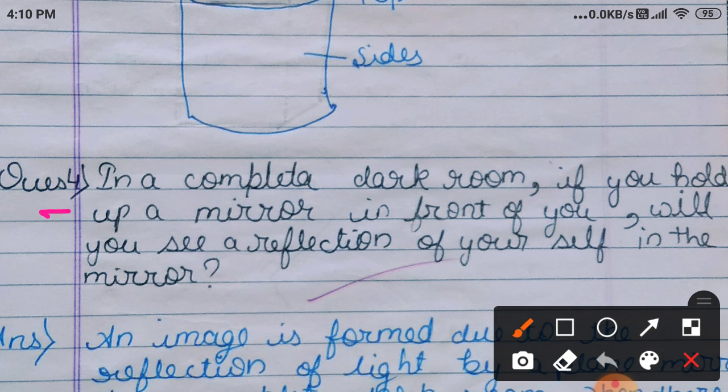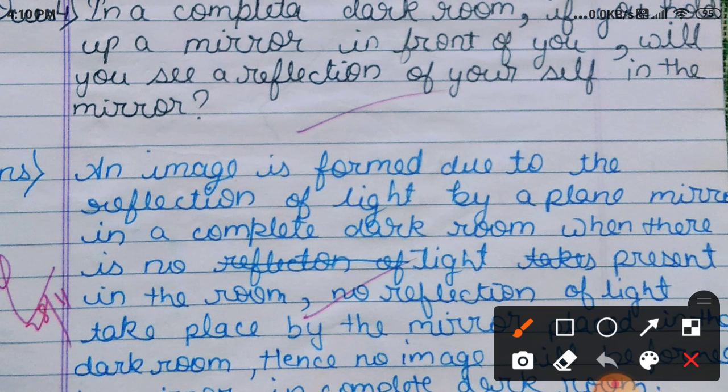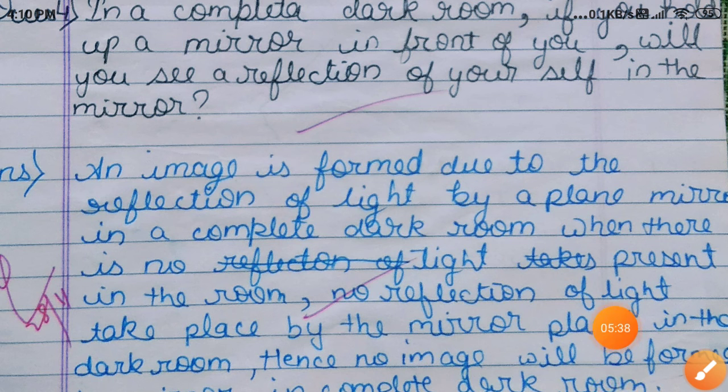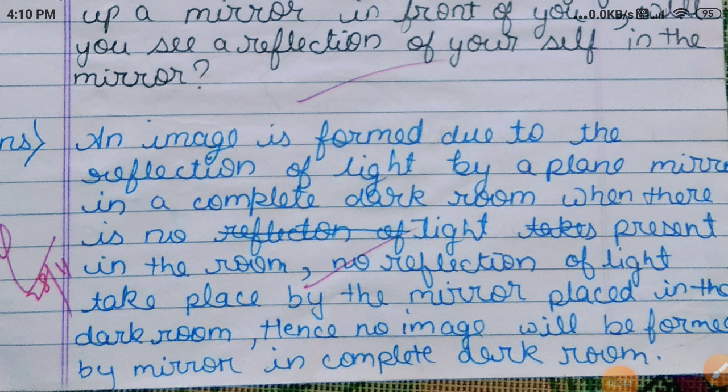Question number 4. In a complete dark room, if you hold up a mirror in front of you, will you see a reflection of yourself in the mirror? Answer: an image is formed due to the reflection of light by a plane mirror. When there is no light present in the room, no reflection of light takes place by the mirror in the dark room. Hence, no image will be formed by the mirror in a complete dark room.